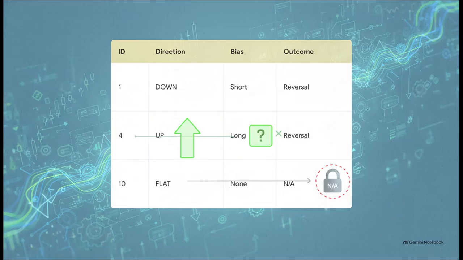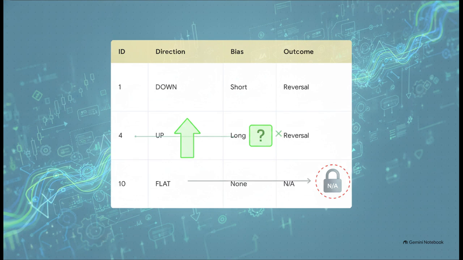Now, what's really interesting about this is how rigidly it gets applied in our 1-minute gap behavioral report. Take gap ID 4, which happened on April 29, 2026. The pre-gap direction was moving UP. Because of our strictly predefined rules, this mathematically dictated a long hypothesis bias. And the measured outcome? A reversal.